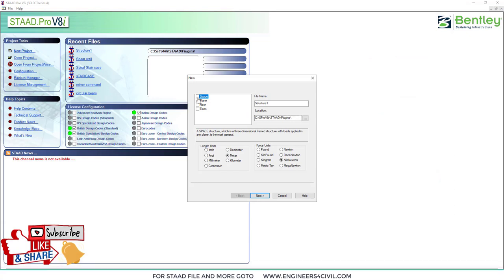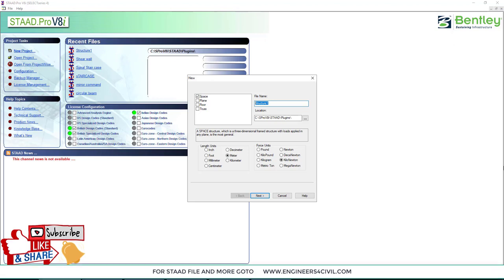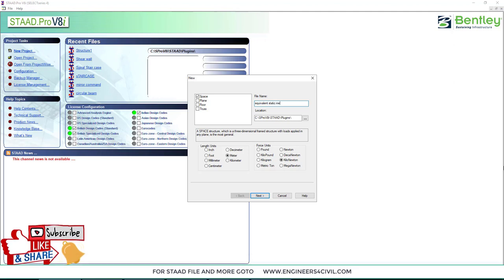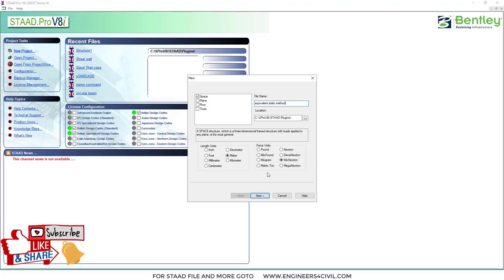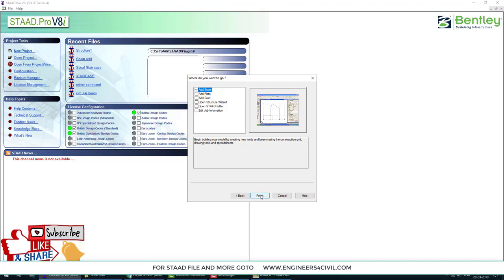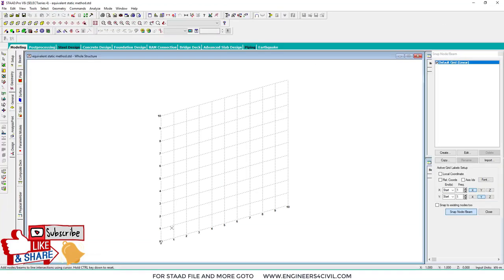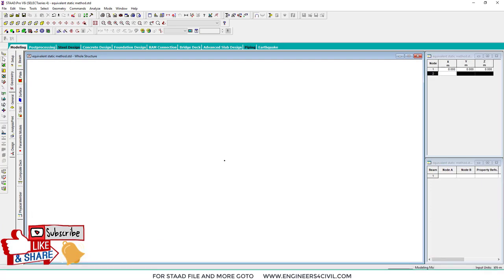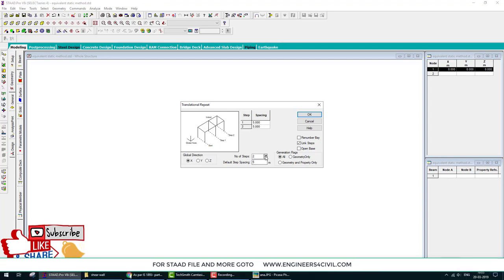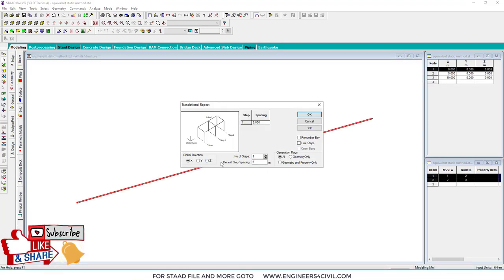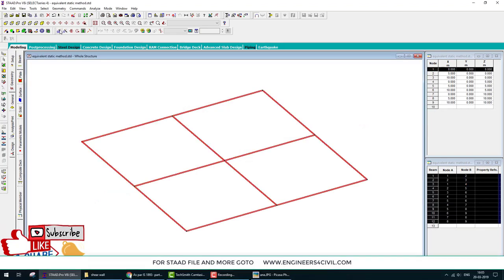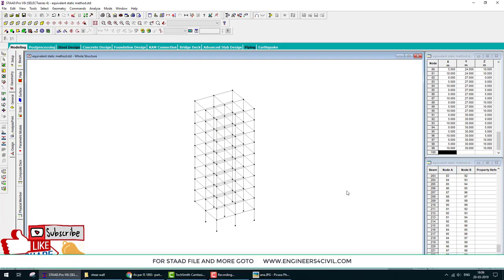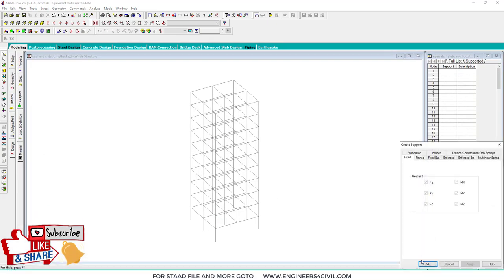The new project space, the file name is equivalent static method. We choose unit meter and kilonewton. First of all, very fast we create a model. Very simple model. Then we apply supports, fixed support at the bottom.